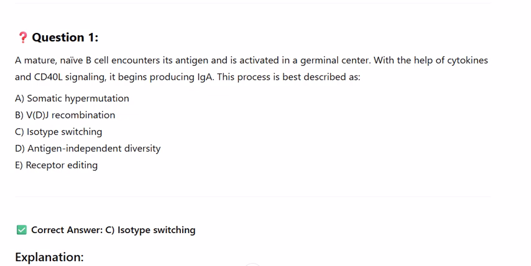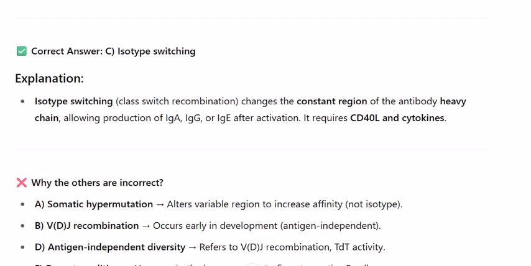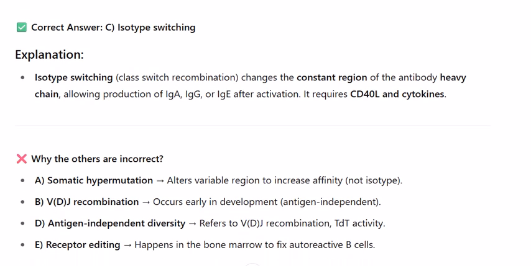Isotype switching. Explanation: isotype switching, class switch recombination, changes the constant region of the antibody heavy chain, allowing production of IgA, IgG, or IgE after activation. It requires CD40L and cytokines. Why the others are incorrect?